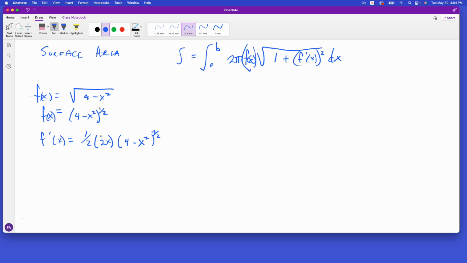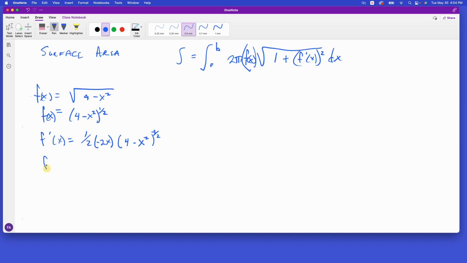We do the something to the 1/2 power is 1/2 times that thing to the negative 1/2 power because I've subtracted 1 from the exponent. And then the 2x is the derivative of the interior. Actually, I'm missing a sign, aren't I? Which needs to be negative 2x. Would have caught that in a second anyway. All right, so there's that piece of it at least.